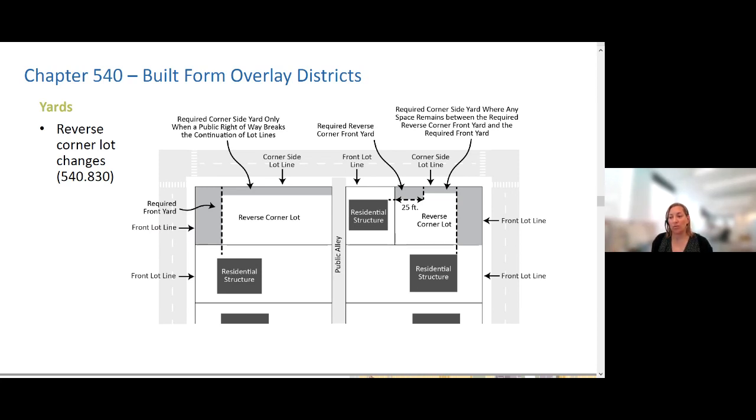Where there's two directly adjacent properties, like on the right side of the image, the required front yard extends only 25 feet onto the reverse corner lot. After that, only a corner side yard is required adjacent to the corner side lot line, extending up to where the front yard is required. Next slide, please.